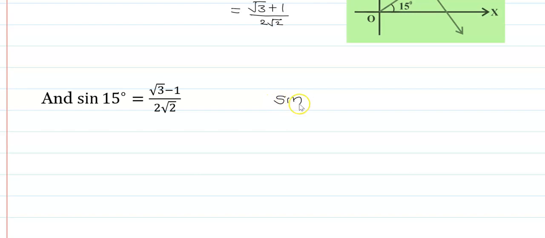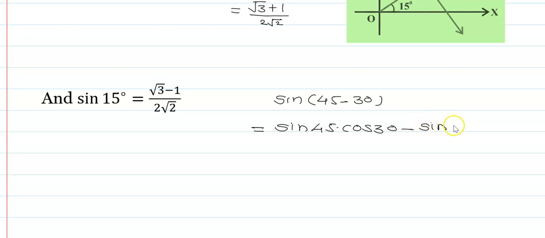And this is the easiest way. Again, sine of 45 minus 30 and its expansion. Sine of a minus b means what? Sine of 45 into cos of 30 minus sine 30 into cos of 45. Okay, sine 45 is 1 by root 2.